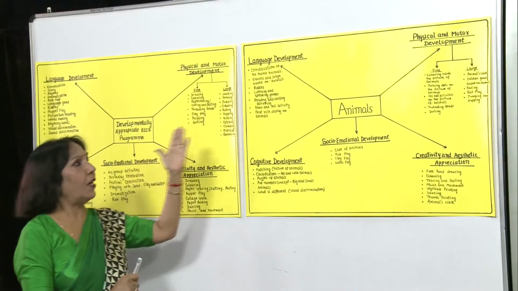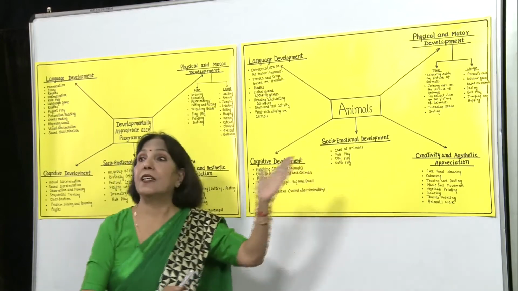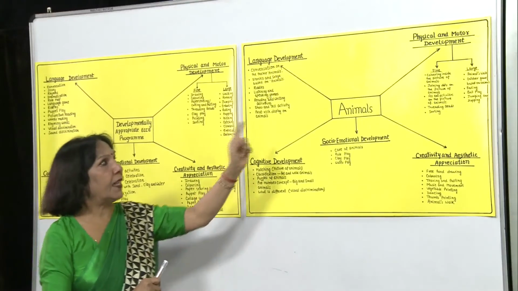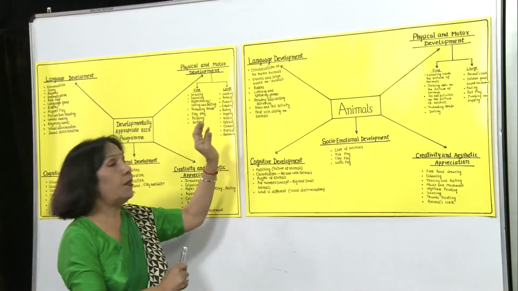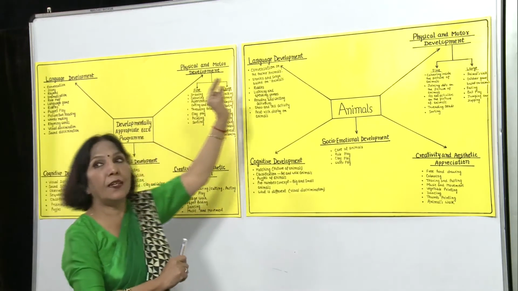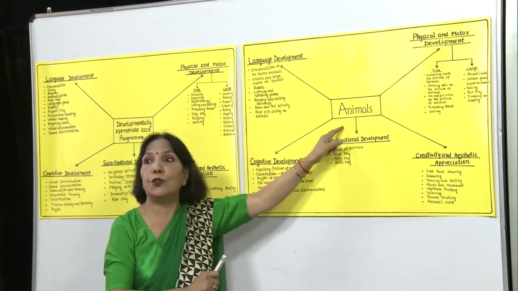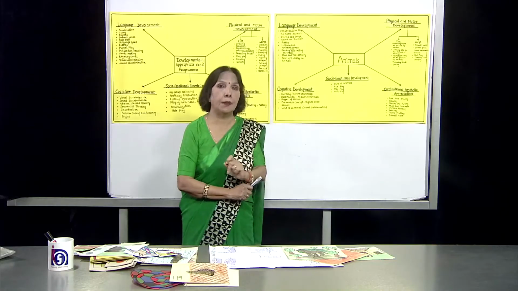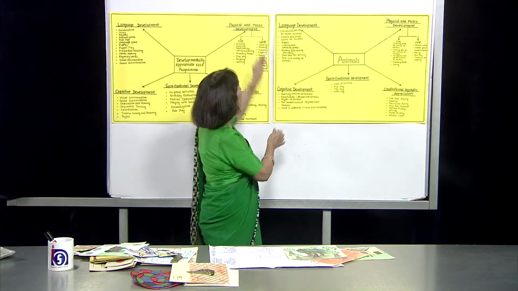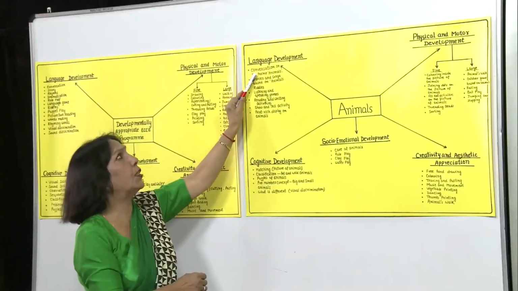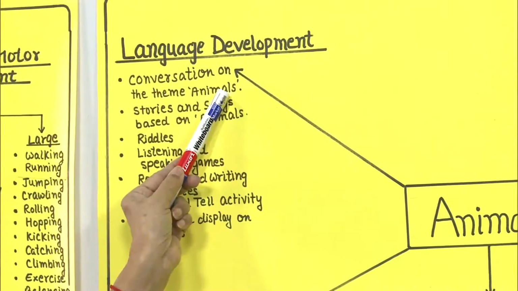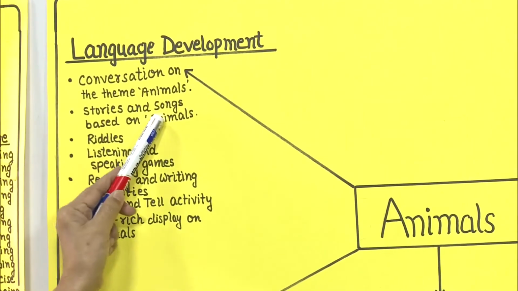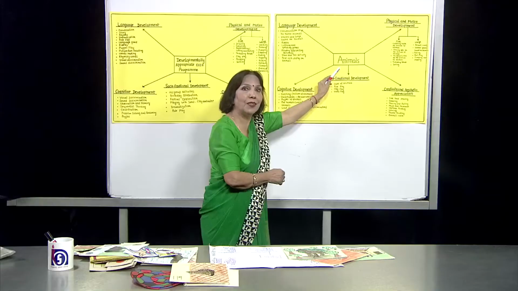So, this is the web chart of activities for different domains of development. This will help when we take a theme, because the activities are here. When we take a theme, we can pick the activities from there and put them here related to the theme. We are taking here the theme animals. So, for language development, conversation will be on the theme animals, okay, and stories and songs will also be related to animals.